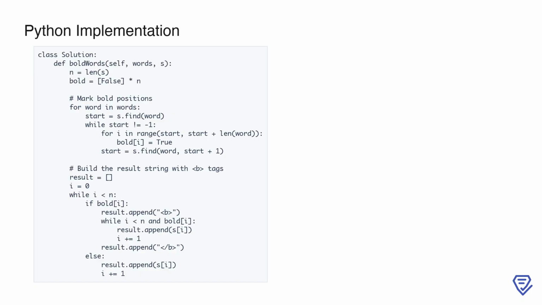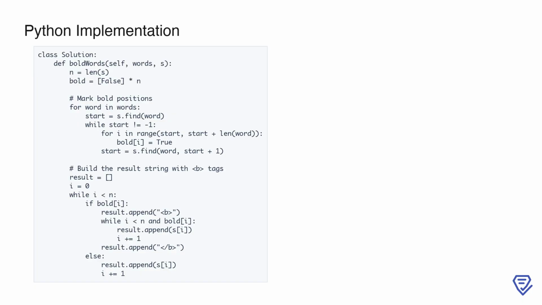Next, for each word in the words list, we use the find method to locate its occurrences in S. The find function returns the starting index of the word, or -1 if the word is not found. If the word is found, we loop through its characters, marking the corresponding indices in the bold list as true. We then continue searching for the next occurrence of the word by calling find again, starting from the position after the current match. This ensures that all occurrences of each word are accounted for.